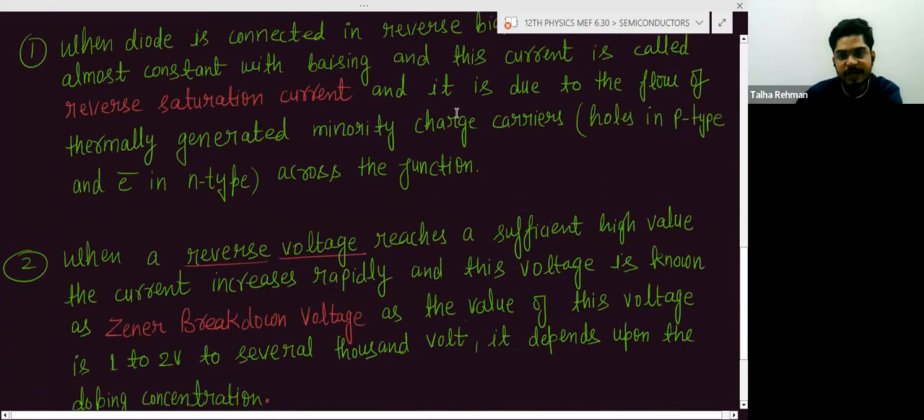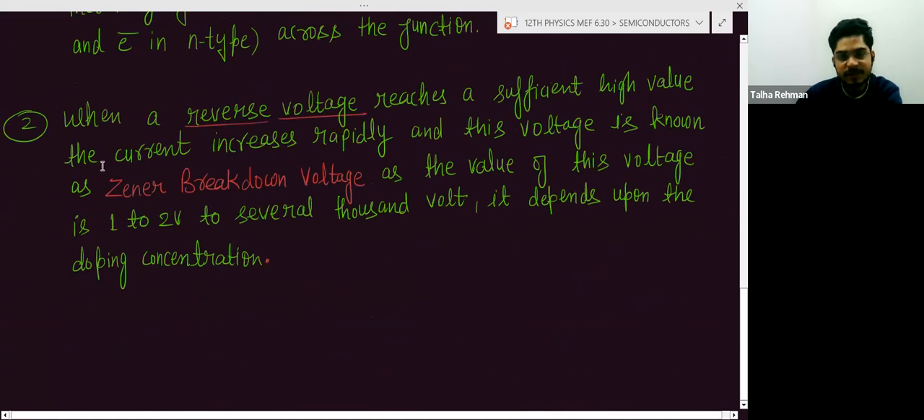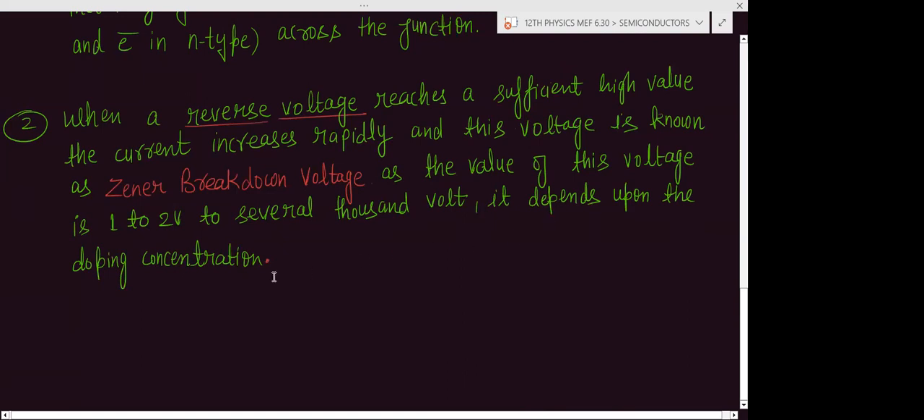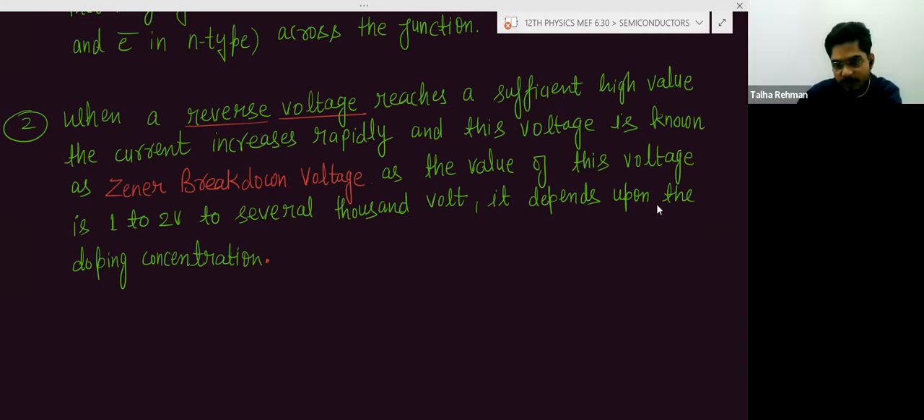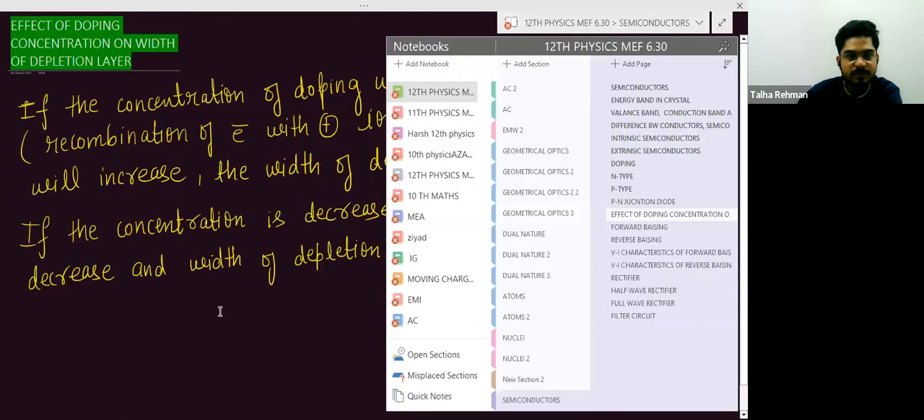So when our reverse voltage reaches a sufficiently high value, the current increases rapidly, and this voltage is known as the Zener breakdown voltage. The value of this voltage is from 1 to 2 volts to several thousand volts. It depends upon the doping concentration. So one more thing I want to tell you about the doping concentration.